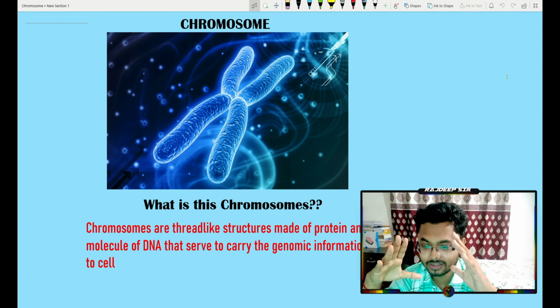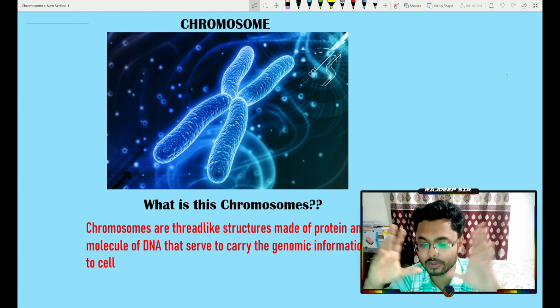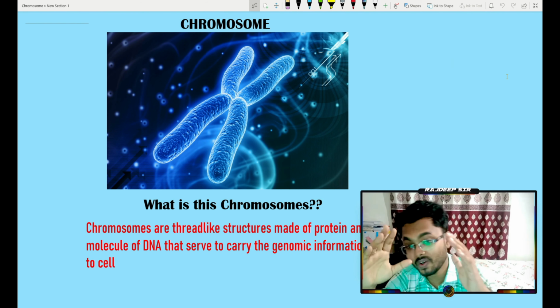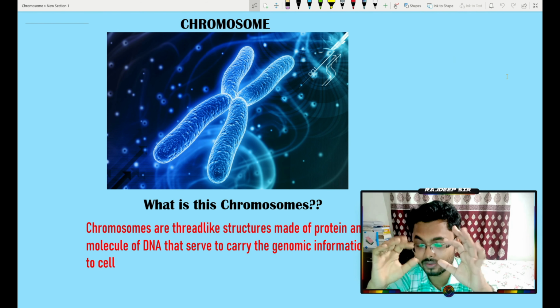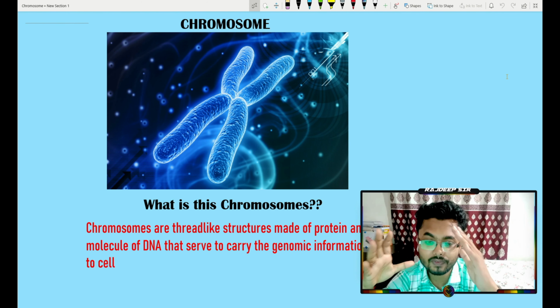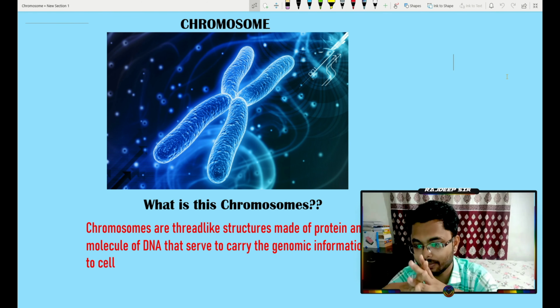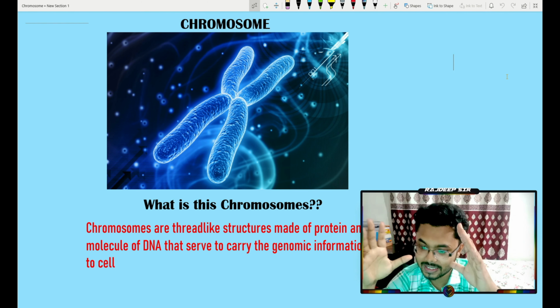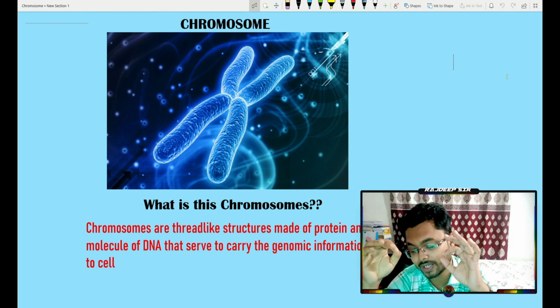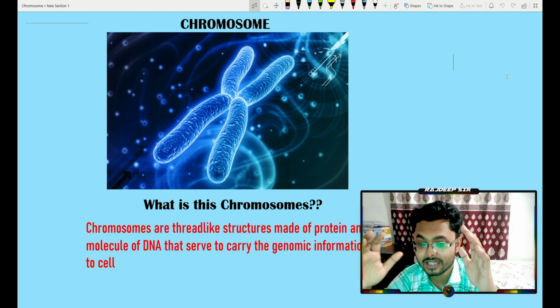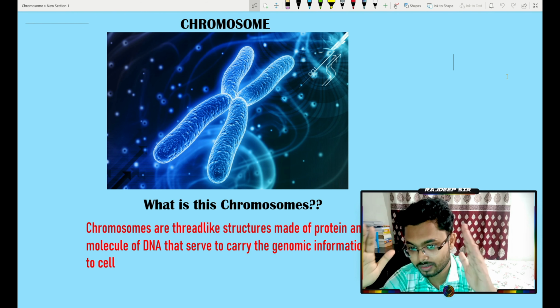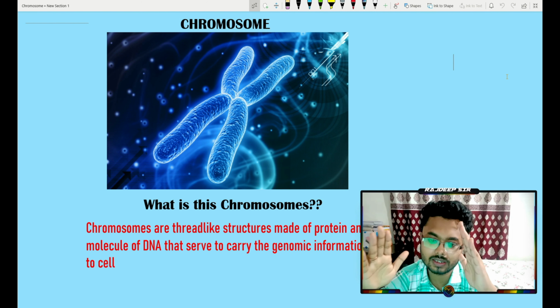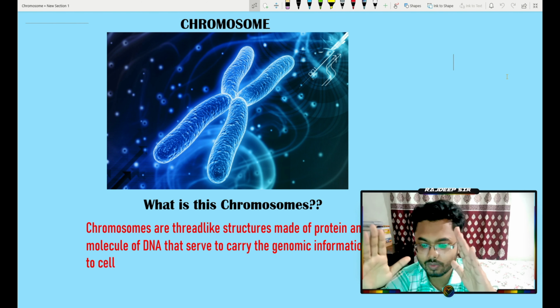So what is this actually? See, chromosome is a rod or thread-like structure. They normally remain coiled. If you can remember, I don't know if you can remember or not, the oldest telephones have the coiled wire connected to the receiver. So that type of similar structure we find on the chromosome.